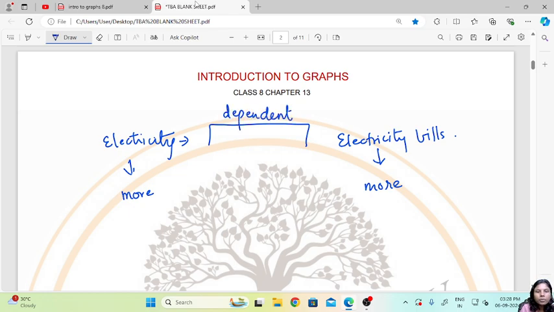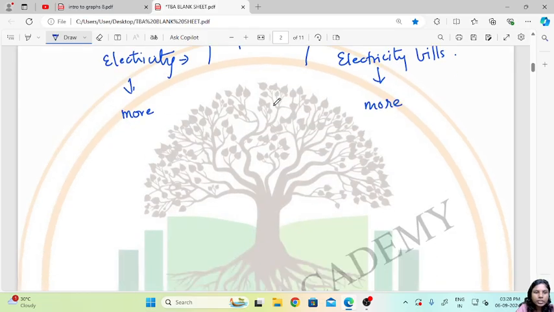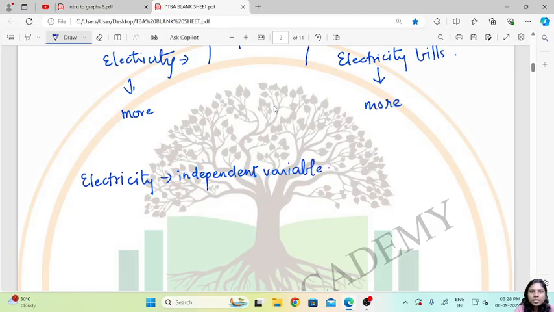Now if we look closely and understand electricity, electricity becomes an independent variable. Why so? Because using electricity has no other effect on something else. Whereas if we look at the electricity bill, it is a dependent variable.